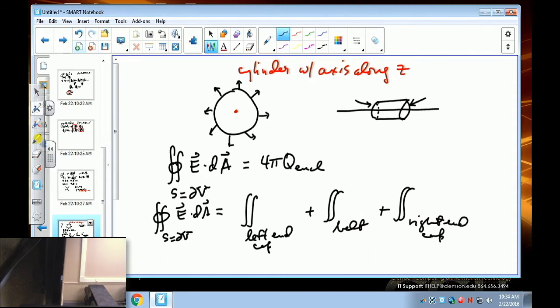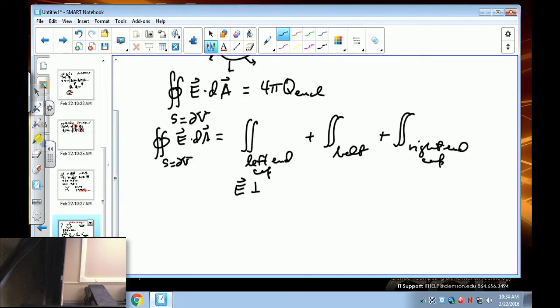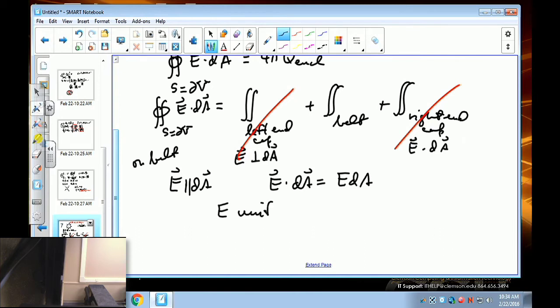And then in the case of the end caps, the electric field is perpendicular to the surface area elements in both of these cases. And so there's no flux through the end caps. And so I'm just looking at the flux through the belt. And in that case, on the belt, E is parallel to dA all the way around. And so E dot dA is just this, and the magnitude of E is constant, uniform over the belt.